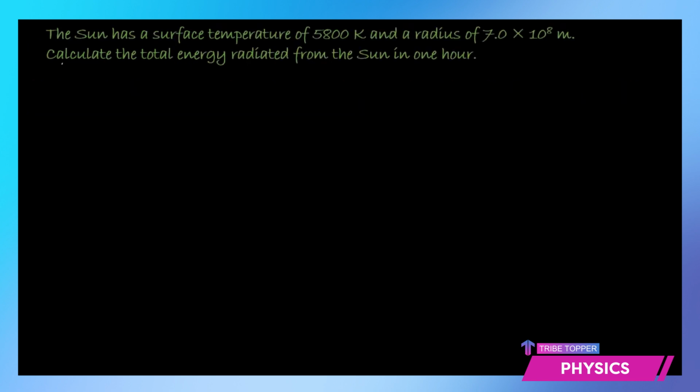So let's see how we can use it to solve a problem. The sun has a surface temperature of 5800 Kelvin and a radius of 7 times 10 to the power 8 meters. Calculate the total energy that will be radiated from the sun in 1 hour. So we are given the temperature of the black body, capital T, that's 5800 Kelvin. The radius is given to us, so we can find the total surface area considering it to be a spherical body. Because the sun is a spherical body, 4 pi r squared is the surface area which is emitting.